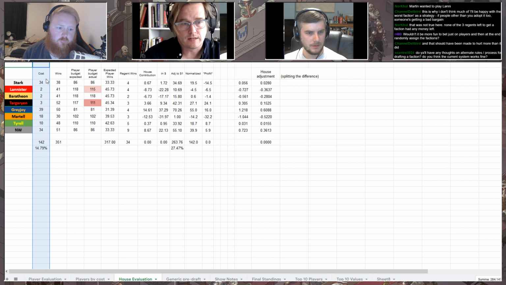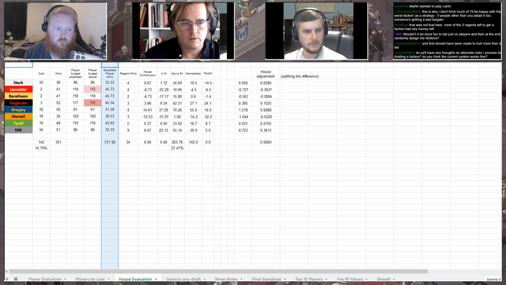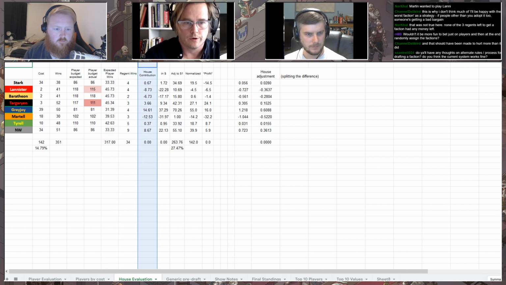But what you would expect then, column F, expected player wins, is how many wins each regent bought from spending this amount on players. Given a neutral house, that's how much you would expect them to win. And then we can also take out how much the regent contributed, and then we will determine what's left over. What can we ascribe to house or player evaluation? Mostly, this is going to be house.